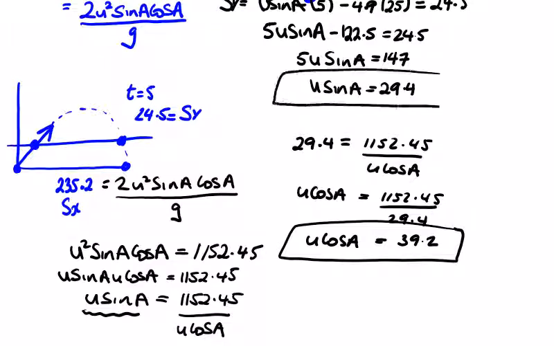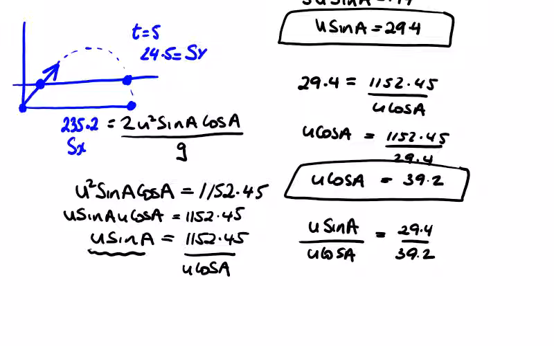So we have u sine a and u cos a, so we can definitely get this down to one variable. u sine a over u cos a is going to be 29.4 over 39.2. The u's will now cancel, leaving sine a over cos a, which is tan a. So tan a is going to be, let me use the decimal first, works out exactly. It's 3 over 4.